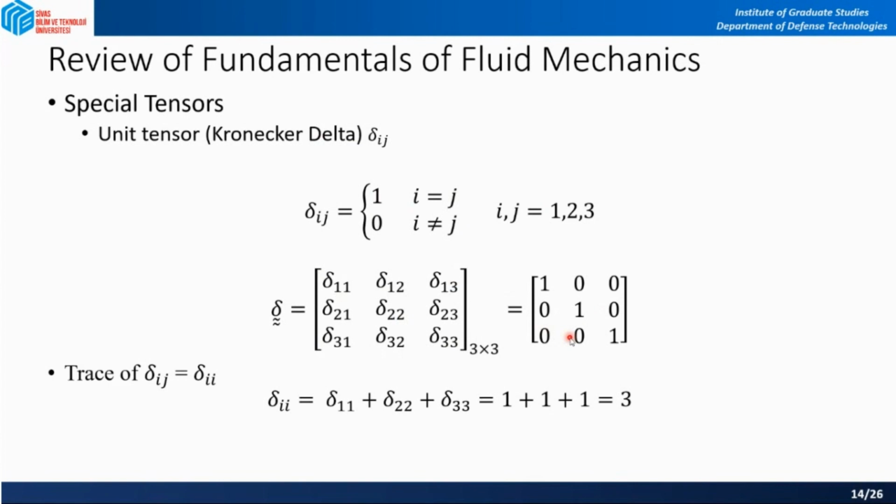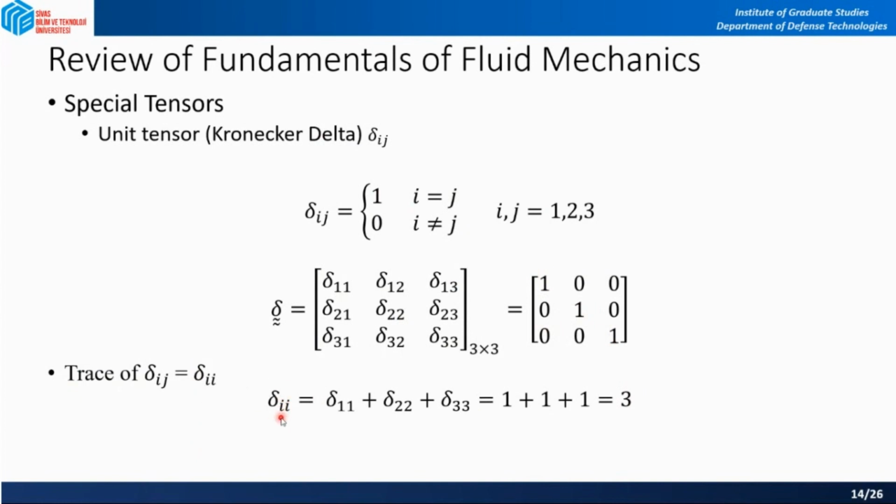So these are the properties of delta ij. First of all, the trace of delta ij is equal to delta ii. Trace, you know what is the trace. The trace of a matrix is the summation of the main diagonal, right? So the trace of this matrix is 1 plus 1 plus 1, which equals 3.